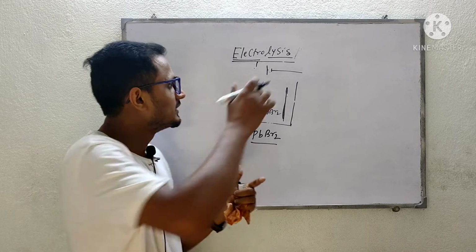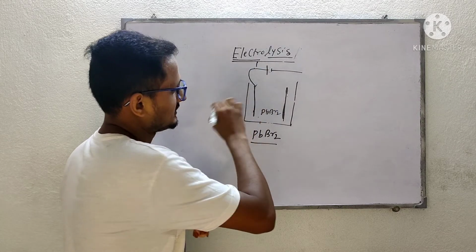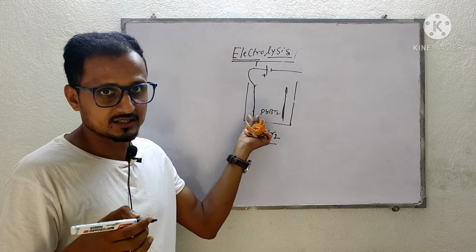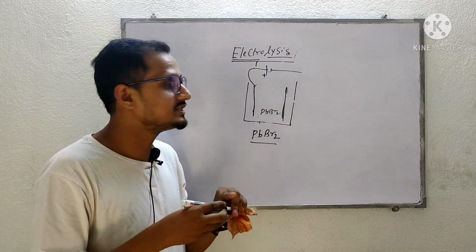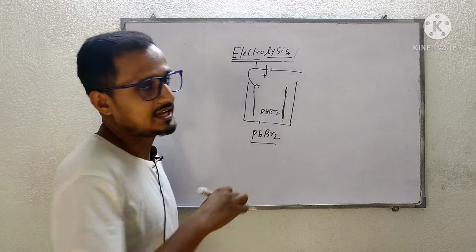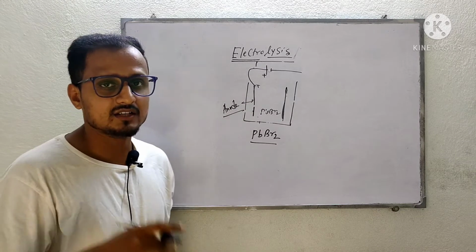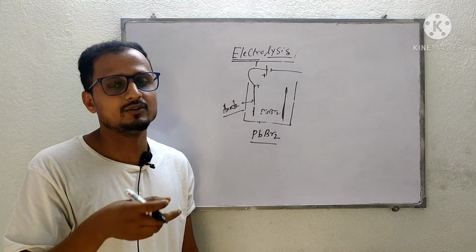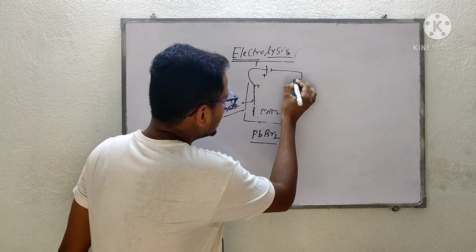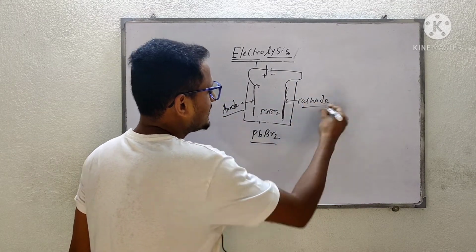Now if the positive pole of the battery is joined by a switch to one electrode, the electrode with which the positive pole of the battery is connected will have a positive charge and will be called the anode. The electrode joined to the positive terminal of the battery by wire or by a switch will be called the anode, and the electrode joined to the negative pole of the battery is called the cathode. So these two are the electrodes.